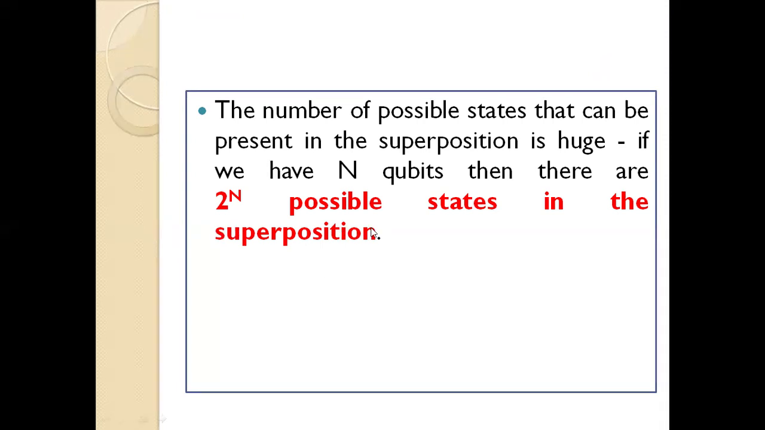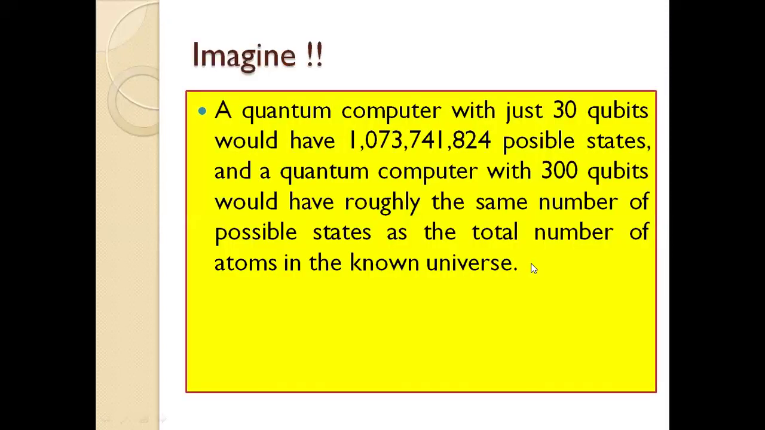Remember, I'm keeping it in red bold so that you do not forget it. Write it down, right? So imagine a quantum computer with just 30 qubits. How many possible states may we have? This big number. You can count it here; I'm not going to count it for you. I mean to say that just for 30 qubits, you may have this number of possible states. So imagine a quantum computer with 300 qubits: that would have roughly the same number of possible states as the total number of atoms in the known universe, in our universe, right?